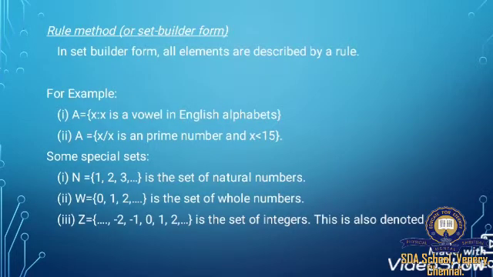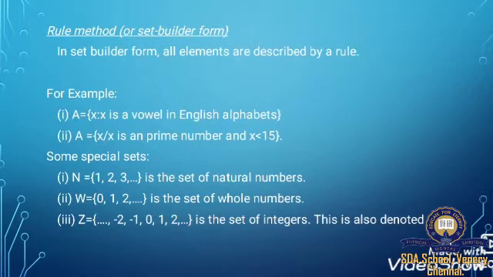Next, we move on to the rule method. In set builder form, all the elements are described by a rule. For example, A = {x : x is a vowel in the English alphabet}. Likewise, A = {x : x is a prime number or x is less than 15}.